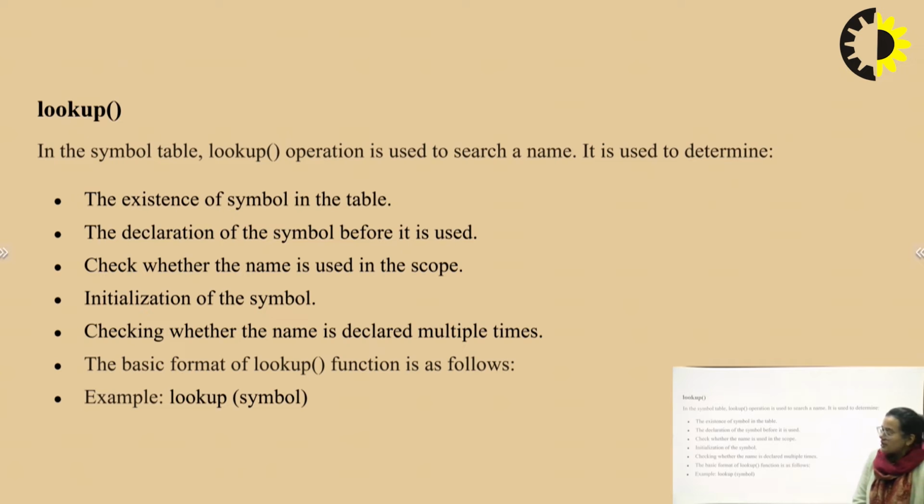Now the next operation is lookup. In the symbol table, the lookup operation is used to search for a name. Basically, it is used to determine the existence of the symbol in the table, check the declaration of the symbol before it is used, check whether the name is used in the scope, check initialization of the symbol, and check whether the name is declared multiple times. The basic format of the lookup function is lookup(symbol).